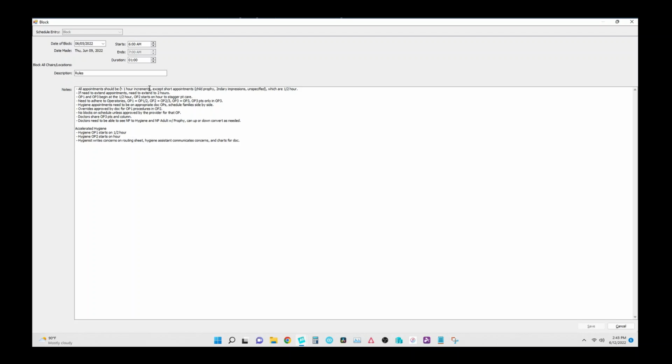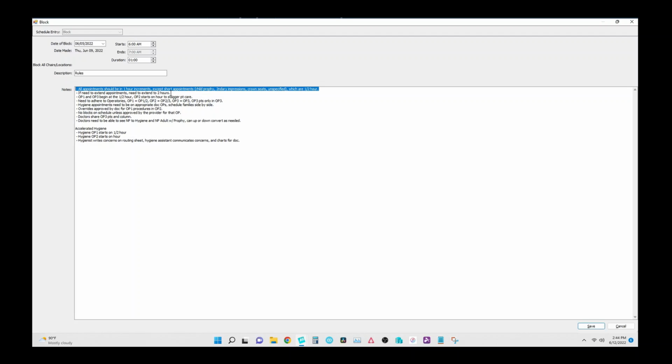Now, there are a couple of shorter appointments, and those are scheduled to the half hour. For example, your child prophy, your secondary impressions, your crown seats, and your unspecified appointments, okay? So they're all 1/2 hour, okay? Very important to make sure that all of your staff knows that it's going to be in hour increments, okay?